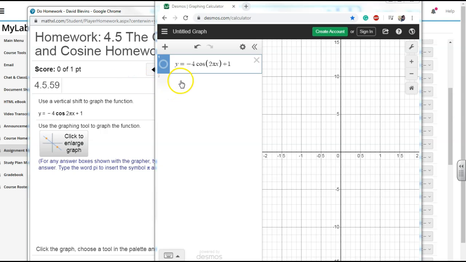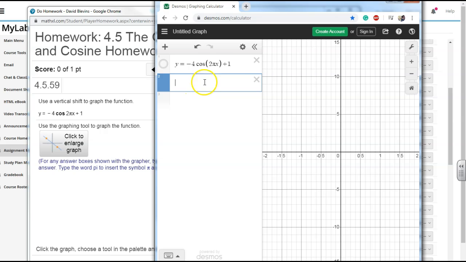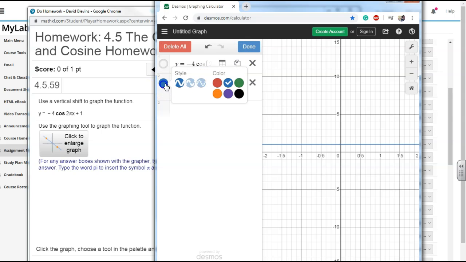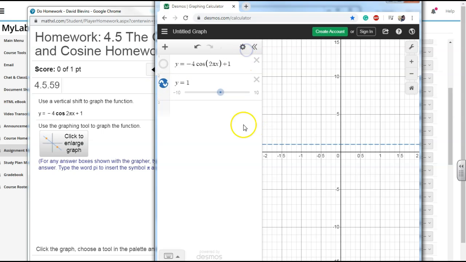Alright, here's another example, now this time with the cosine function. So the same thing's going to happen. I'm going to find my midline. So this has a vertical shift. I talked about this before. This is in the parentheses. This is not. So this is our vertical shift. So I'm going to write y equals 1. And I'm going to dash it because it's not really there. That's my midline.